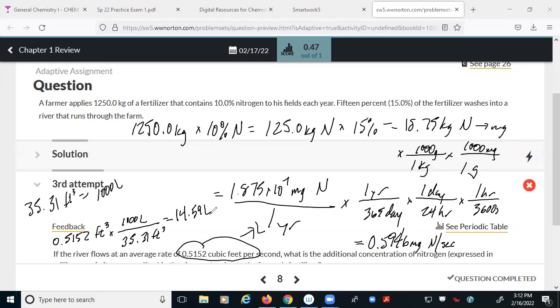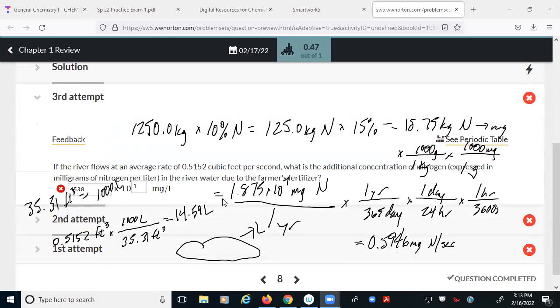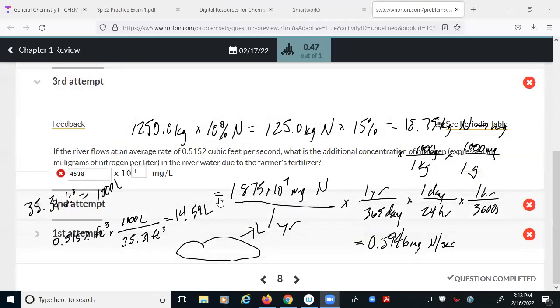So every second, 0.5946 milligrams of nitrogen is flowing its way into the river. That river also is churning 14.59 liters in that same second. The additional concentration of nitrogen then would just be the division of those two: 0.5946 milligrams divided by 14.59 liters.